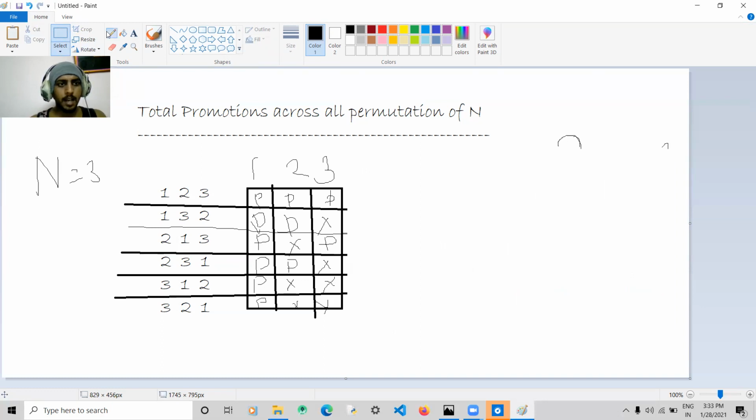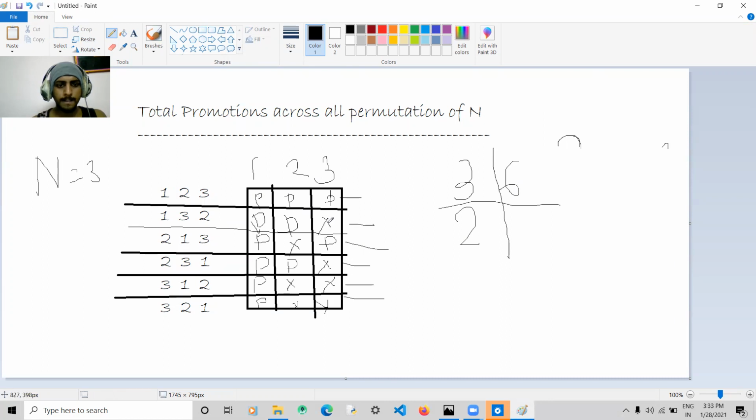See, ask yourself how many times 3 gets promoted. So 3 gets promoted here, here, here, here, and here. It would seem like 3 always gets promoted. So 3 gets promoted 6 times. How many times does 2 get promoted?